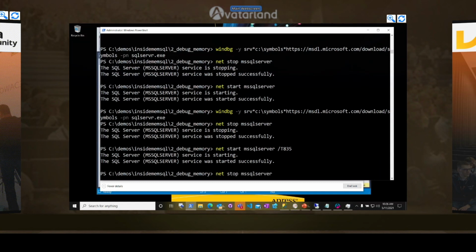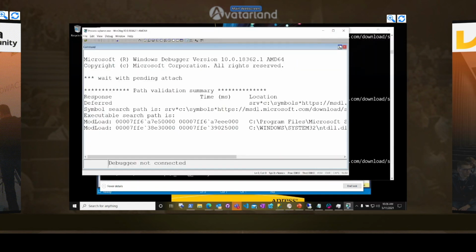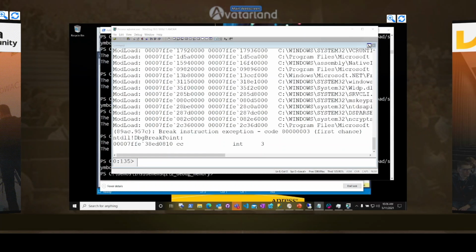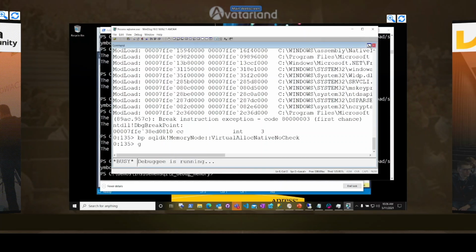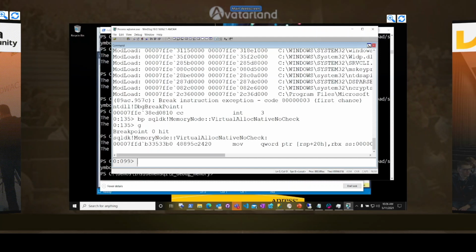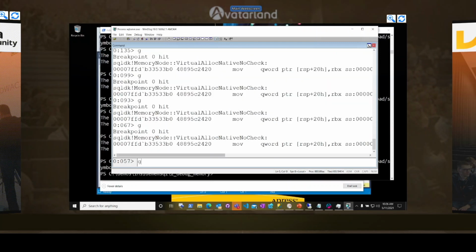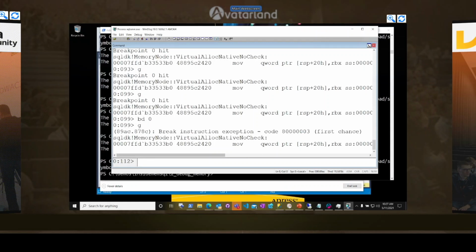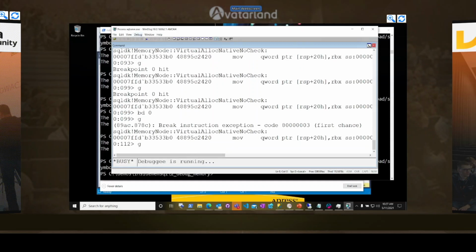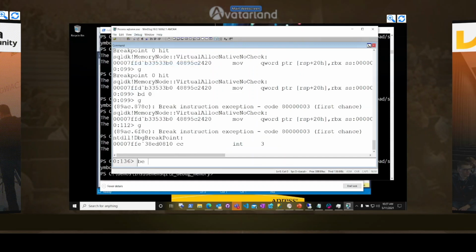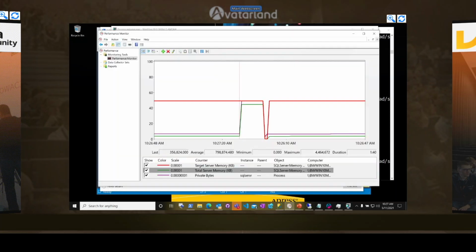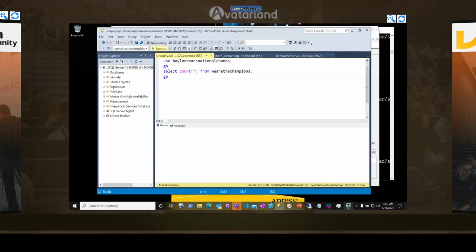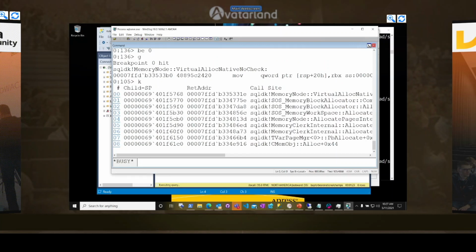We're going to attach our debugger again. This time we're going to do something a little different. We're going to set a breakpoint on a SQL OS call and run the query again. Whoops. Let me do this again. I'm going to break again here. This is a little tricky to do. I'm going to run my query, then go back to my debugger and see what happens.